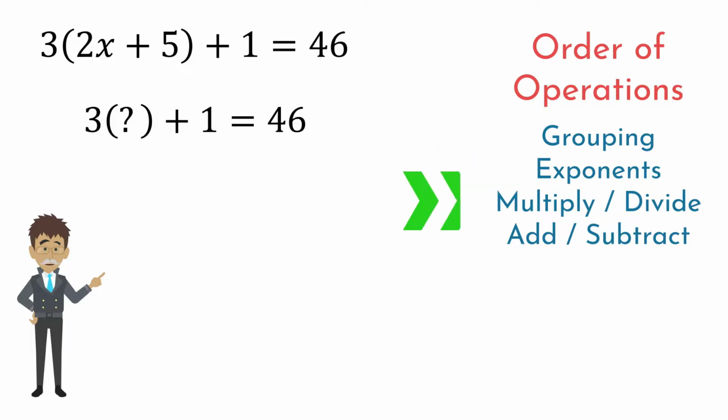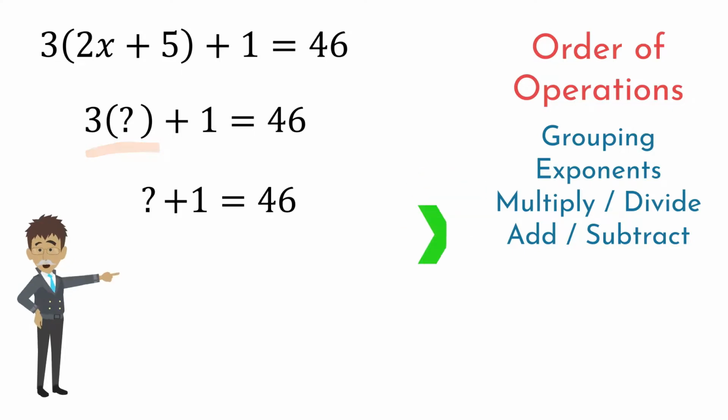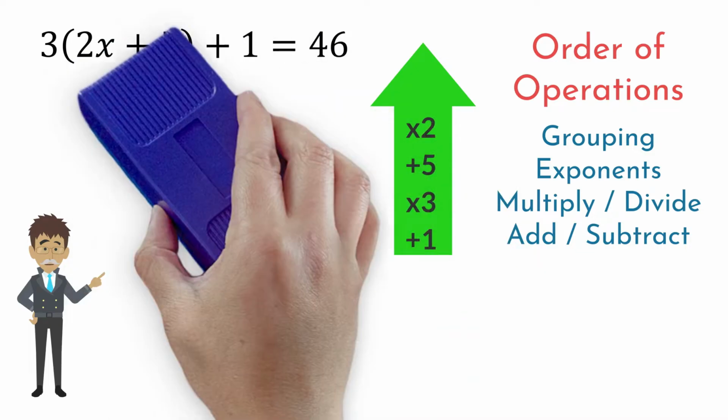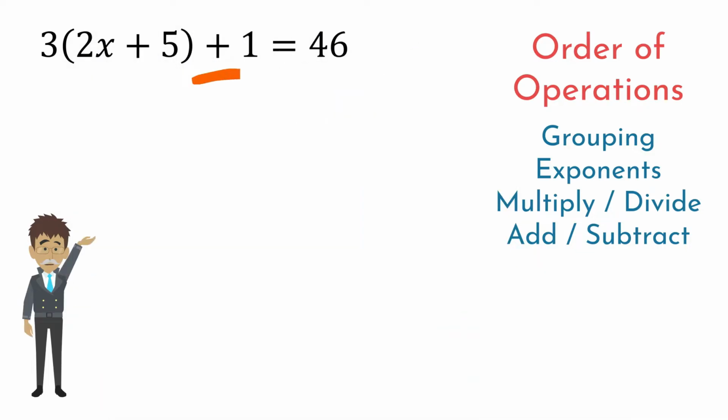I move on to multiply and divide. So third, multiply by 3. This means the last thing we need to do is add 1. Now I work backward through this list of terms to undo the values attached to the variable and isolate the variable. The last thing on our list was to add 1.